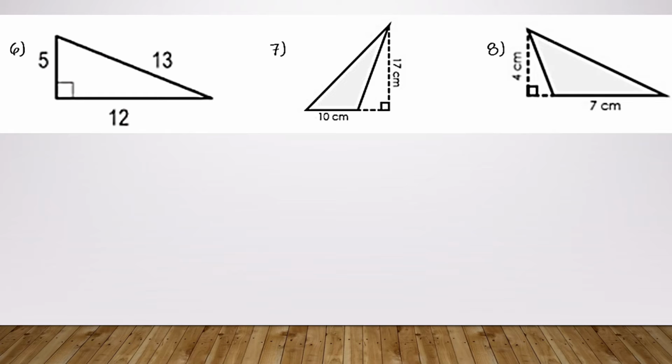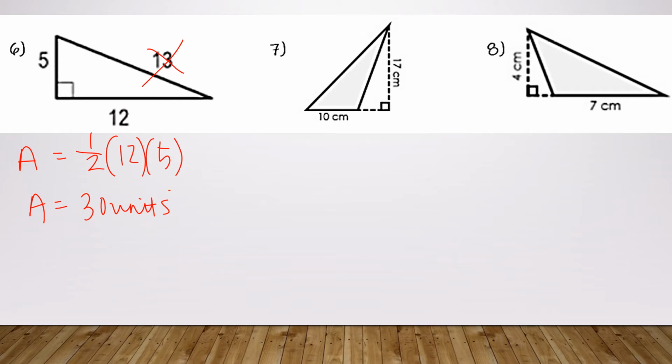For number 6, this is a right triangle, so we are not going to use the hypotenuse. 5 is our height, 12 is our base, or vice versa. It doesn't matter. It depends on how the triangle is laying. But I'm going to do 1/2 base times height, 12 times 5 times 0.5, and I get 30 units squared.